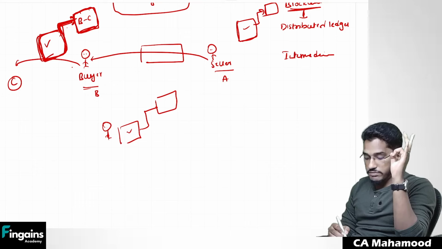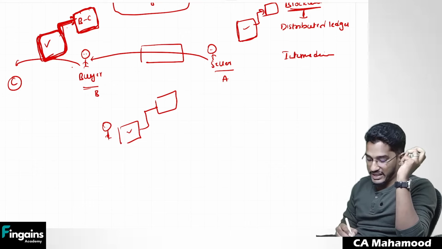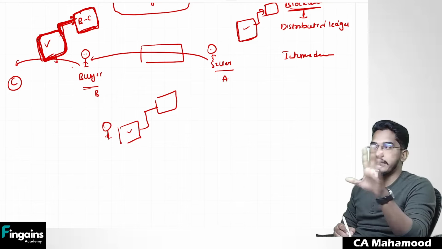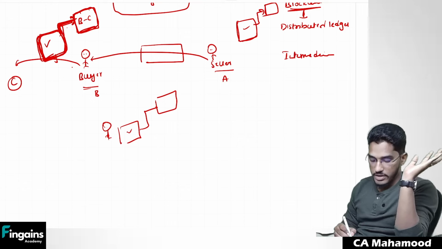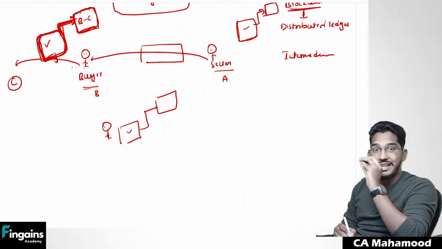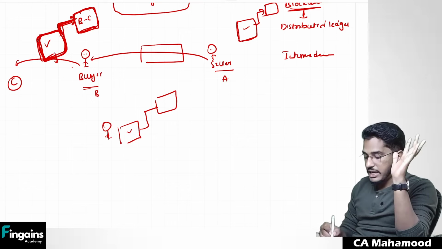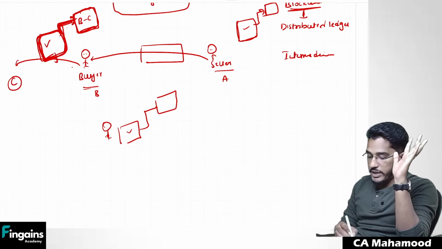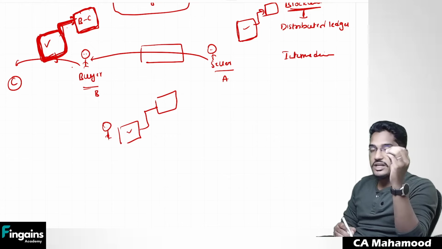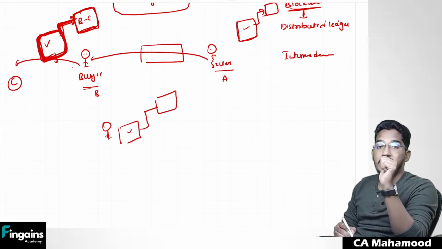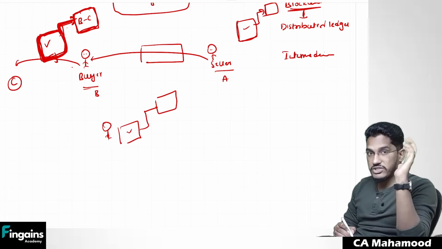And the unique feature of this is that once the data has been entered, once a block of data has been created, it cannot be deleted. It cannot be changed. Like for example, A has sold the property to B. That block has been created. Once this block has been finalized, this data cannot be deleted. This data cannot be erased. This data cannot be changed.